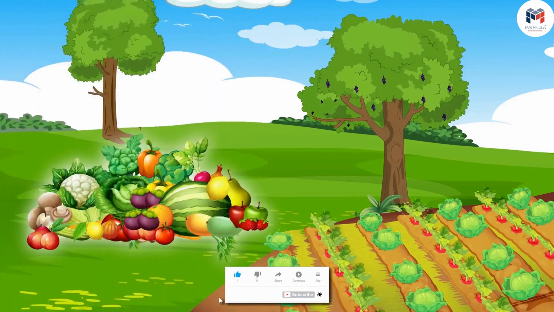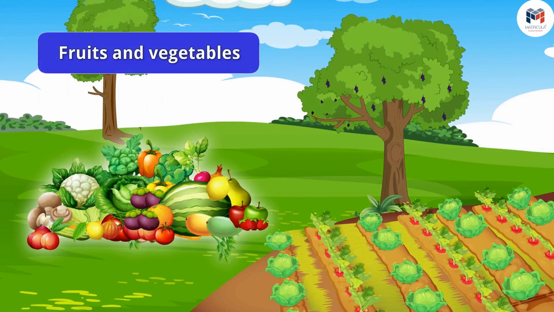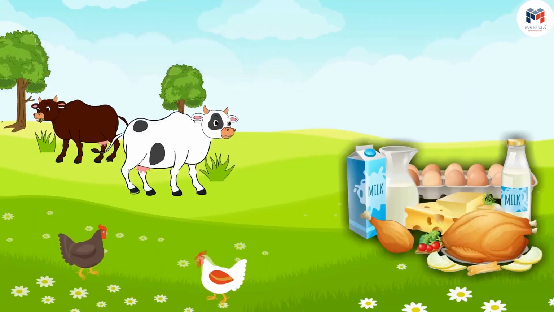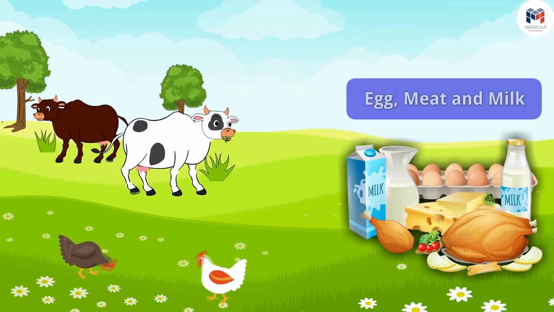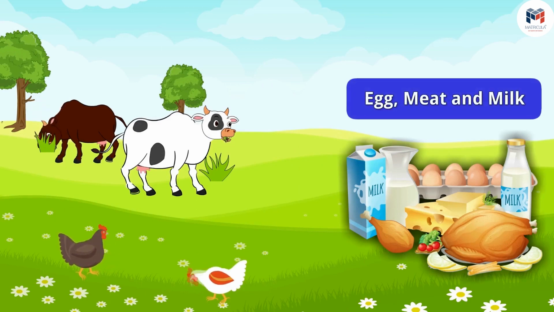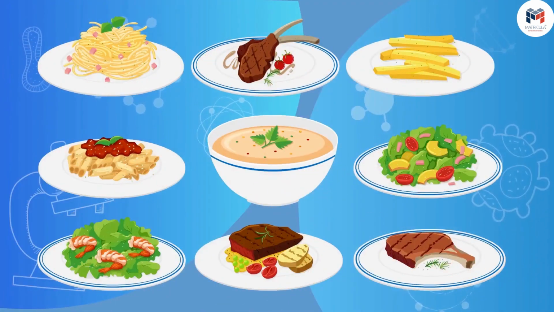So, what do we get from trees? We get fruits and vegetables. And what do we get from animals? Animals provide egg, meat and milk. And by combining all these, we prepare different varieties of food.